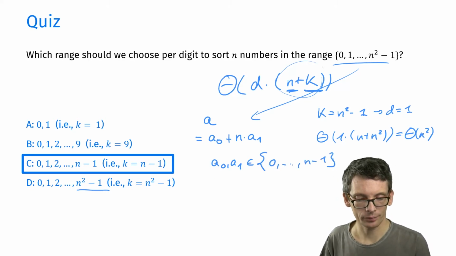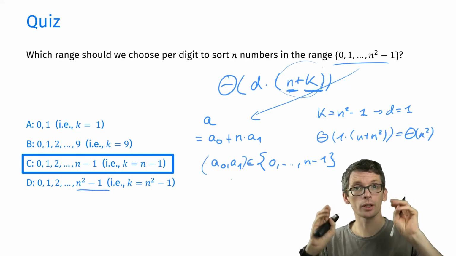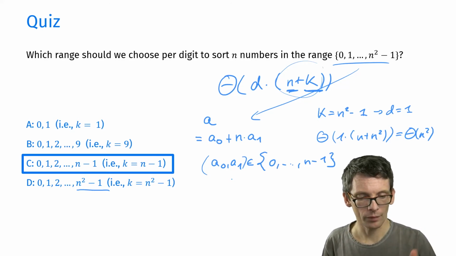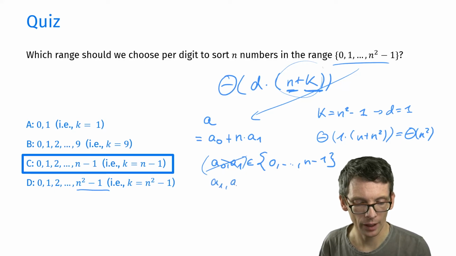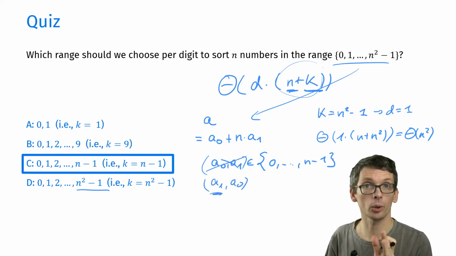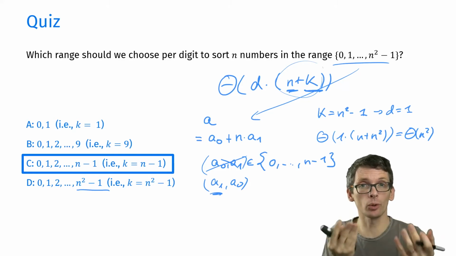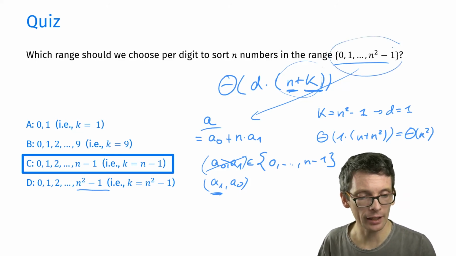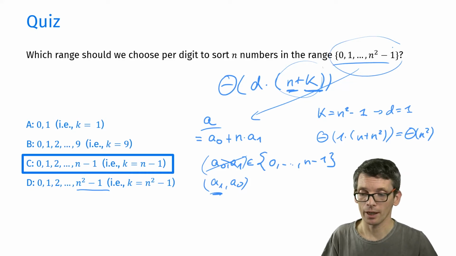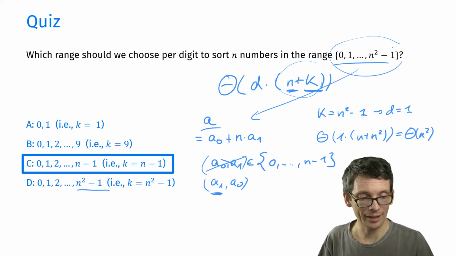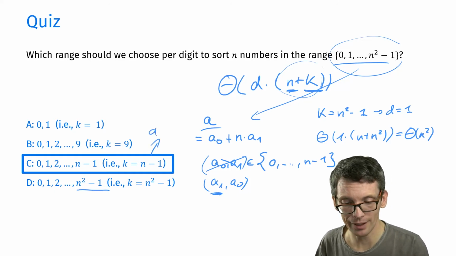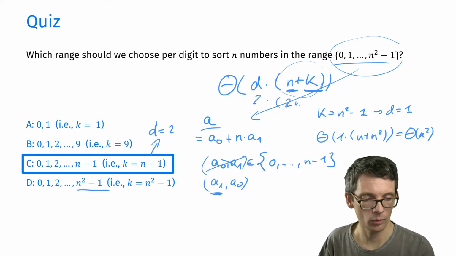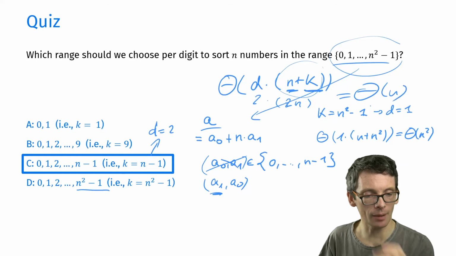So a0, a1 would be my 2-digit representation of, actually the other way around, a1, a0. To place the most significant one in front, a1, a0 is my 2-digit representation of a, and any a in this range I can represent in this way. So in this case, if k is n minus 1, then d is 2, and then indeed I get 2 times roughly 2n, which is a linear time algorithm.